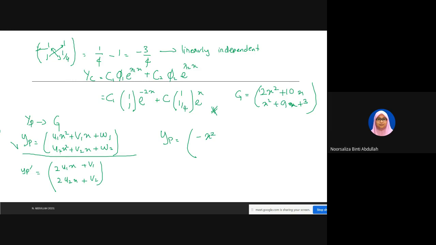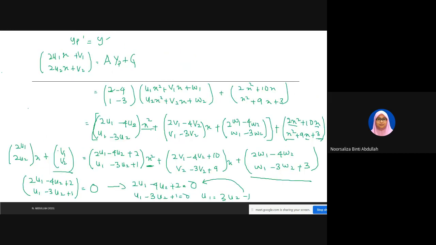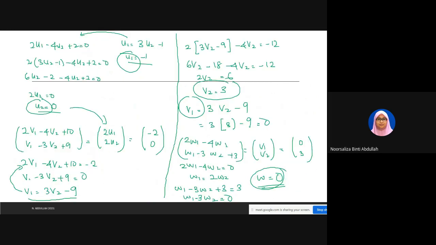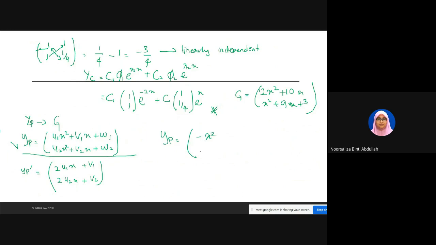Yang dua ni, U2 kosong. So you don't have any x here. And V2 is 3. So you ada 3x and w is 0. So you have YP equals to minus x square plus 3x. Kalau you susun, you akan dapat macam ni: x square with minus 1, 0, and x with 0, 3. So ini you punya YP.